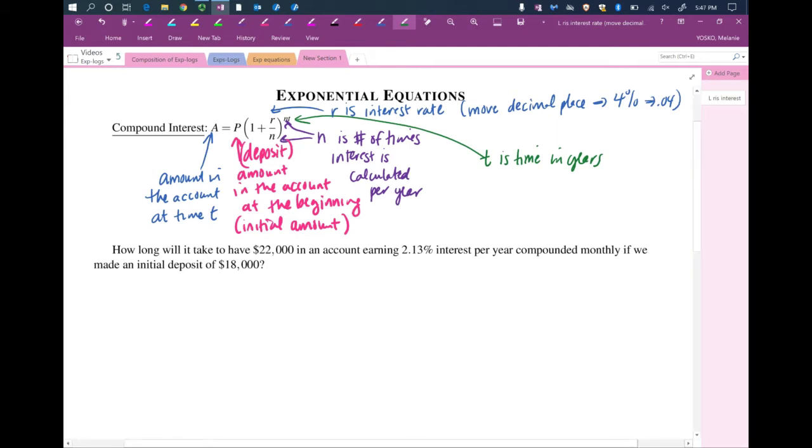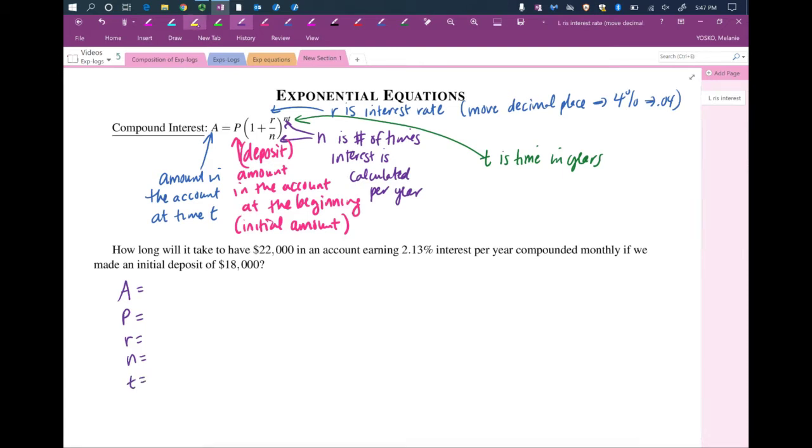So here we have an example. How long will it take to have $22,000 in an account earning 2.13% interest per year, compounded monthly, if we made an initial deposit of $18,000? So take just a moment and read it again yourself. Okay, so hopefully you've read it again. Then we're going to go through and look at each piece. I'm just going to write the letters we are looking for, or that we know, over here on the side: A, P, R, N, and T.